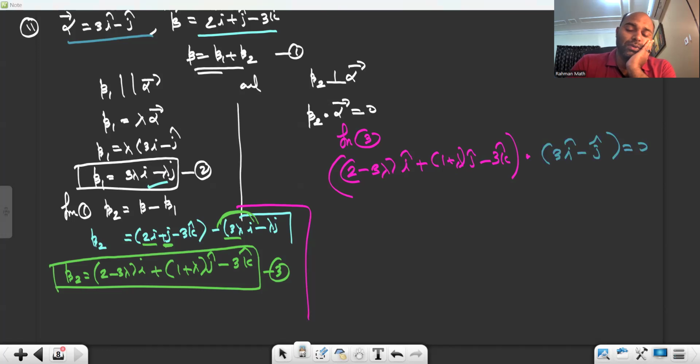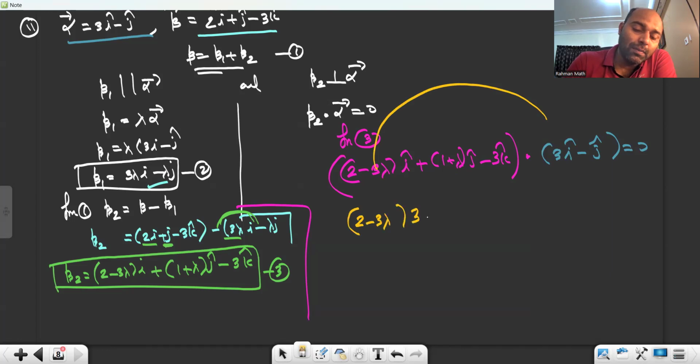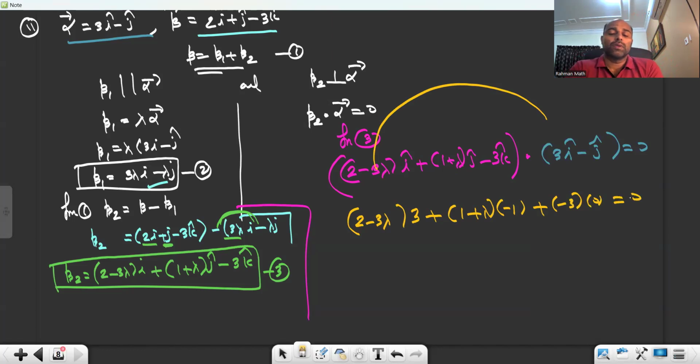3i minus j equal to 0. Dot product means only the corresponding terms will multiply. This you multiply with the 3: (2 minus 3 lambda) into 3 plus (1 plus lambda) into minus 1 plus (minus 3) into 0, because there is no k term on the right side, so equal to 0. Doing this, 6 minus 9 lambda minus 1 minus lambda plus 0 equal to 0.